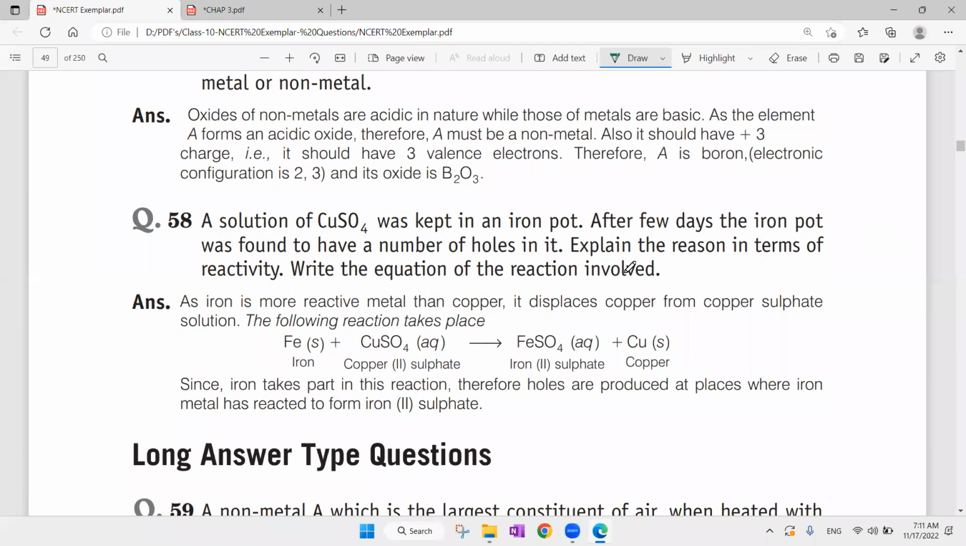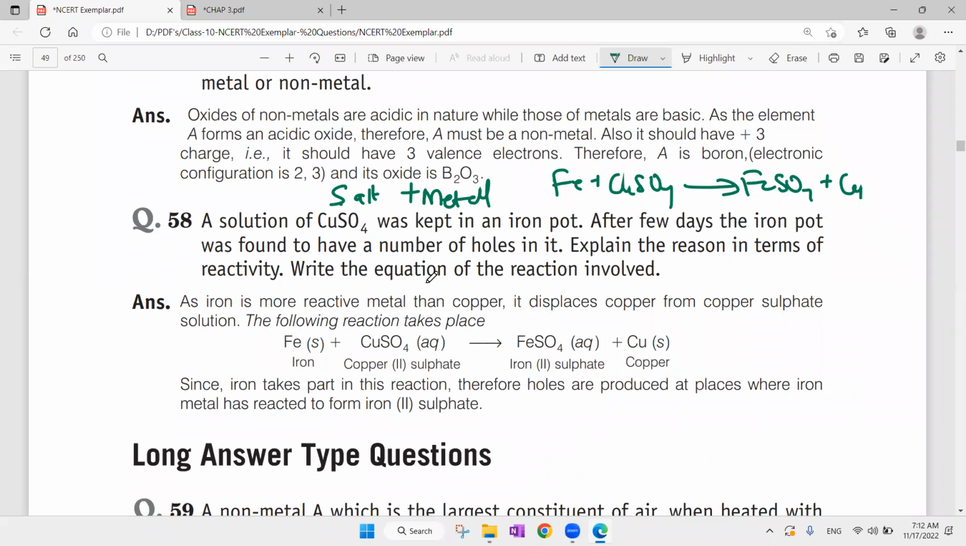Last, the 58th question. A solution of copper sulfate was kept in an iron pot. They are asking about the reaction between salt and metal. Metal is iron, and that is copper sulfate. Fe plus CuSO4 gives FeSO4 plus Cu. From 8th class onwards, you have been studying this. Done. They will give all the extra detail, but only the chemical equation you have to write.